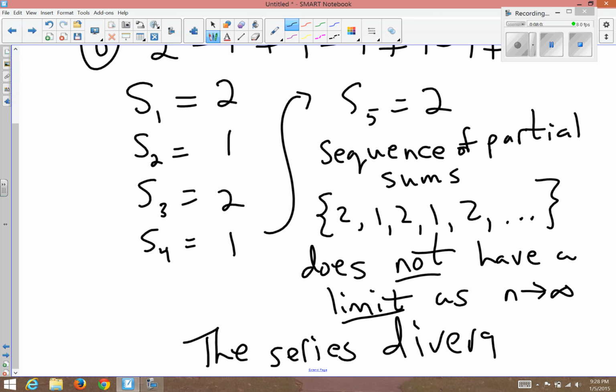And I would like to tell you the directions for this exercise now that we're done with it. The directions are: compute the limit of the partial sums to determine whether the series converges or diverges. Well, the sequence of partial sums does not have a limit. So the answer is the series diverges. That's answering the question. Let's look at exercise 10.